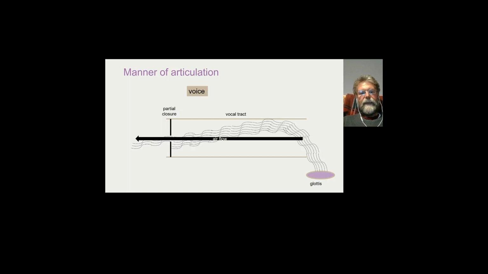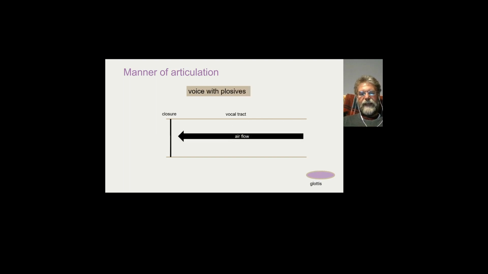Now, you can also do the same sort of thing with plosives, but here there are more options. A plosive, as we've said, involves a closure of the vocal tract at some point and then a sudden release, allowing the air to flow out of it.